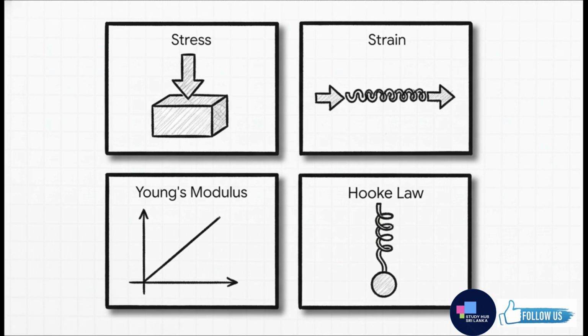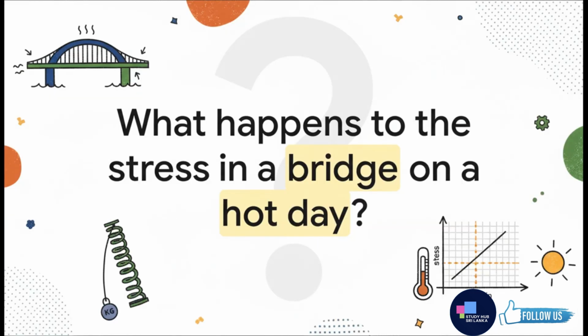All right, let's do a quick fire review of the absolute must-knows for your exam. Ready? Stress is force divided by area. Strain is extension divided by original length. Young's modulus is stress divided by strain. It's the measure of stiffness. And Hooke's law says force is proportional to extension, as long as you're in the elastic region. Those are the big four. Lock them in.